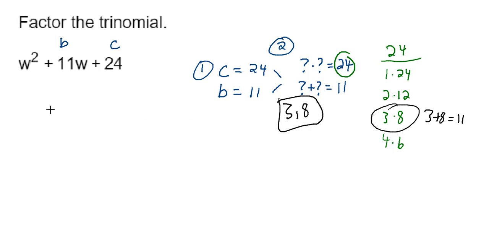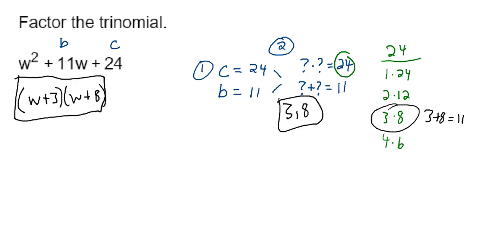And once you find those two numbers, you immediately get to jump right to your answer. I put in the directions x plus the first number, but the variable in this problem is w. So we should use w plus the first number, which is 3, times w plus the second number, which is 8. And that's how this will factor. And so that'll be my answer. All right. You can check your answer, if you'd like, by foiling it back out to make sure that it matches back up to the original problem. So let's go ahead and check our answer.